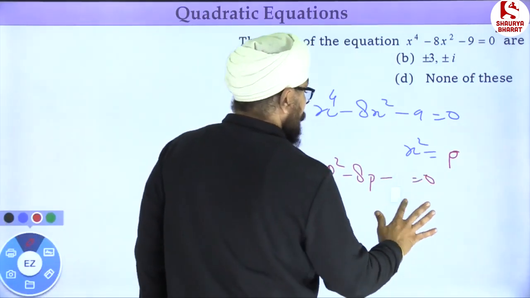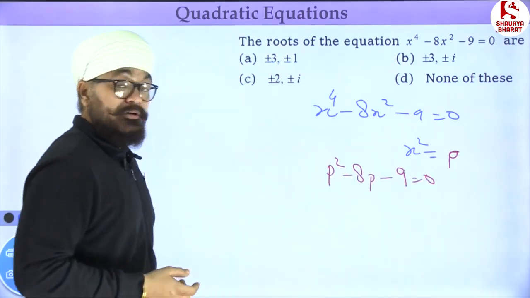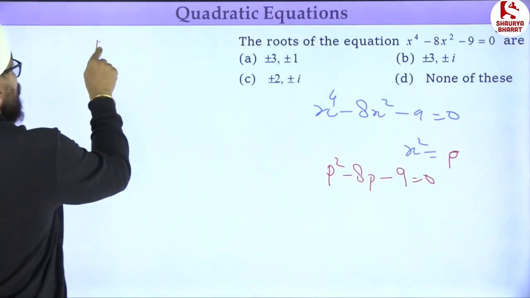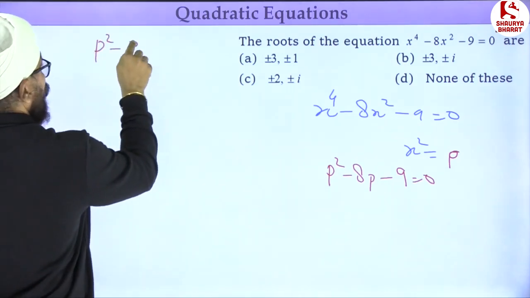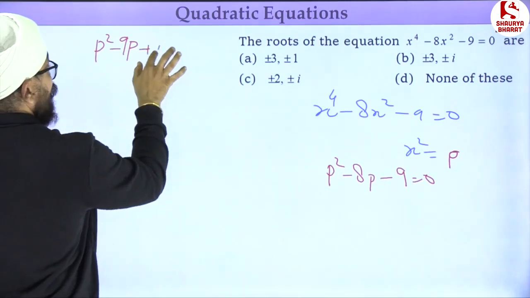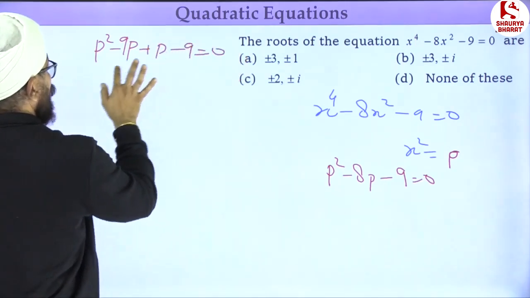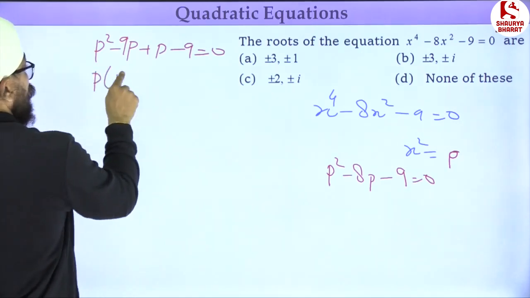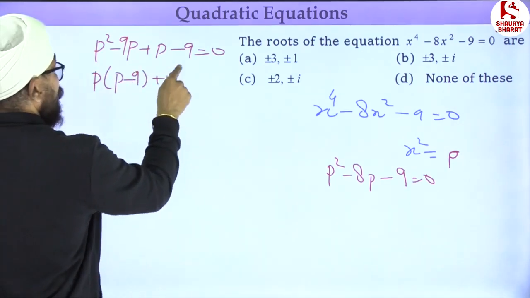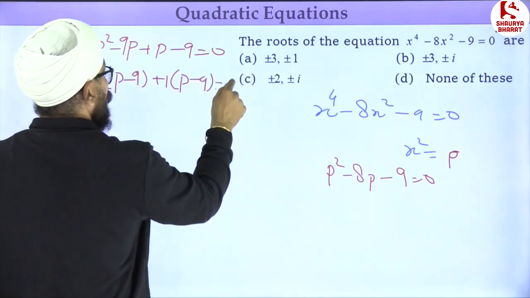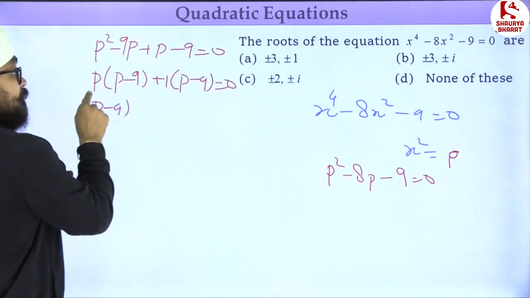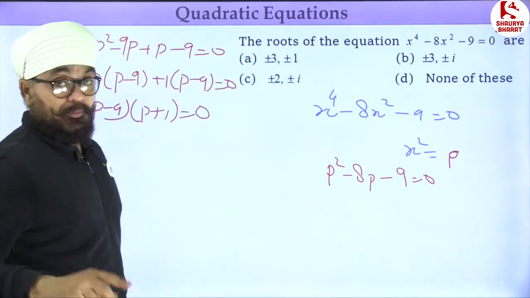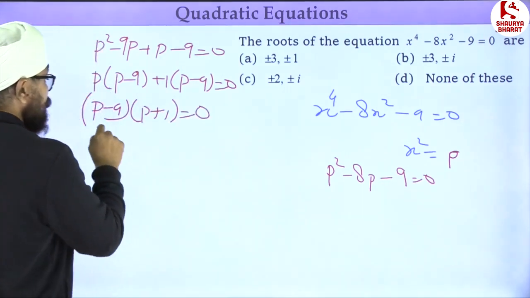Now this is quite an interesting quadratic equation, where 9 means 9 ones are 9. So we can break this as p square minus 9p plus p minus 9 is equal to 0. So we have p common, so p minus 9, and plus 1 common, p minus 9 is equal to 0. So p minus 9 is one of the factors and the other factor is p plus 1 is equal to 0.